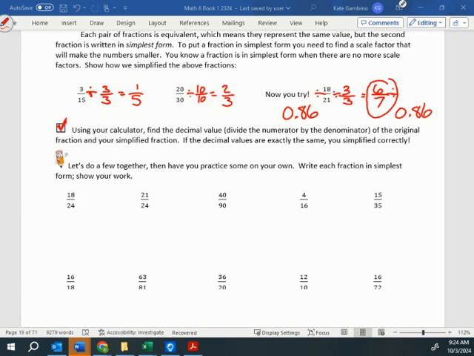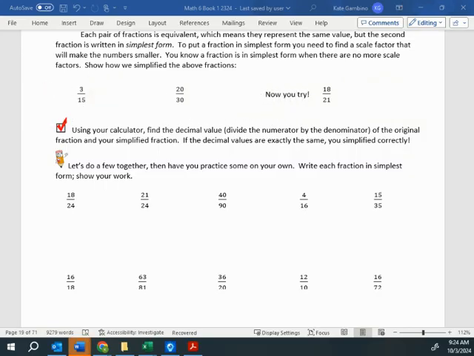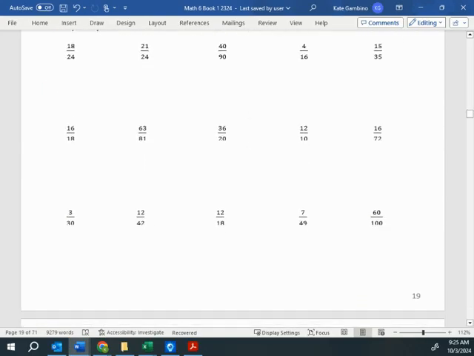So let's do a few of these together. Then you have some practice on your own. Write each fraction in its simplest form. And look at that, show your work. So, let me scroll up.